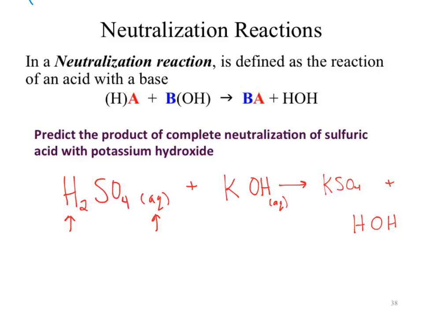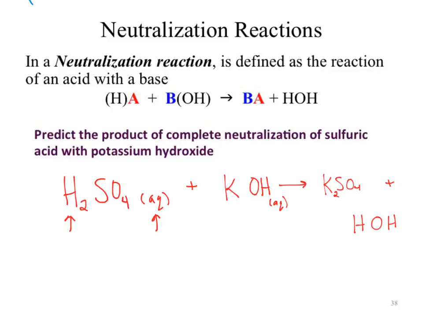Okay, why do I need 2 Ks? Sulfate is a -2, potassium is a +1. For my equation to be properly balanced, that K needs to become 2 Ks. It needs to be K2SO4.